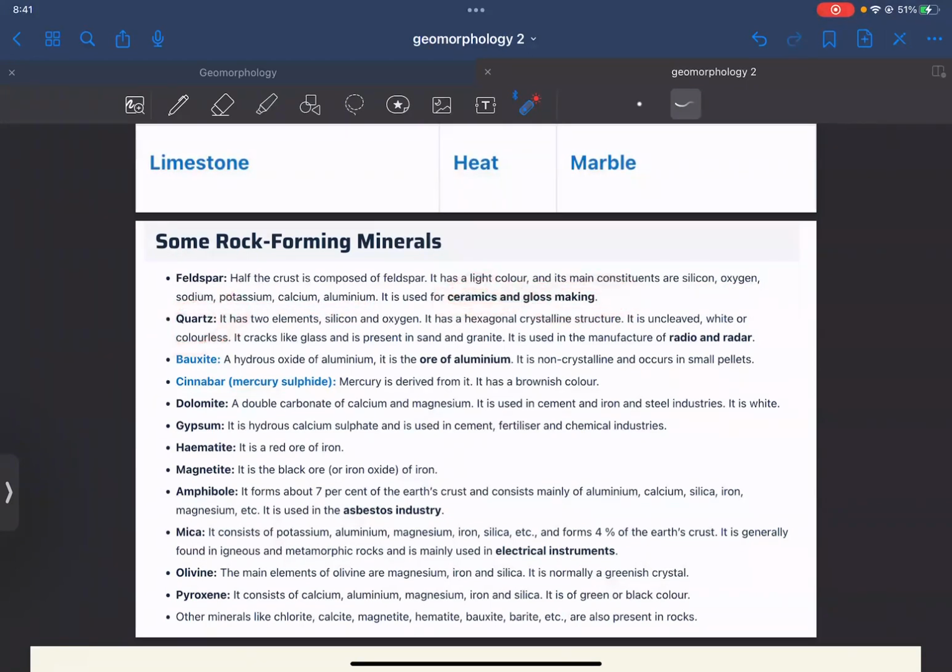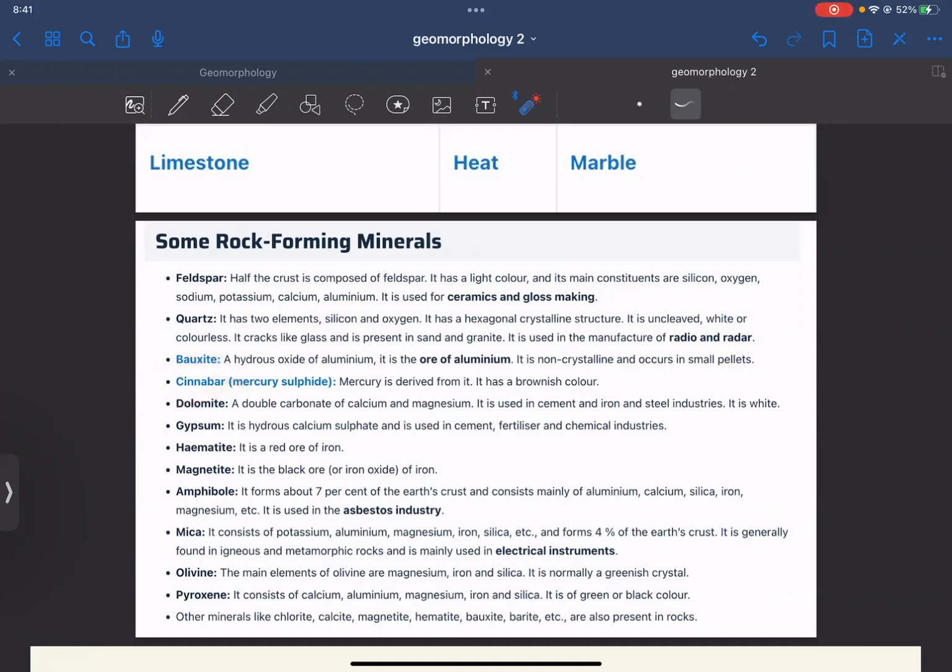Quartz, famous one. It has silicon and oxygen, right? It is used in the manufacture of radio and radar. Bauxite is associated with aluminum. UPSC asked a question on this in a previous year: which mineral is obtained from bauxite ores? So bauxite is the ore of aluminum.